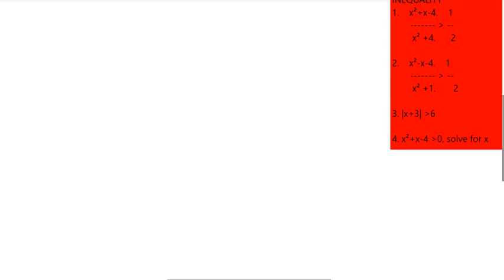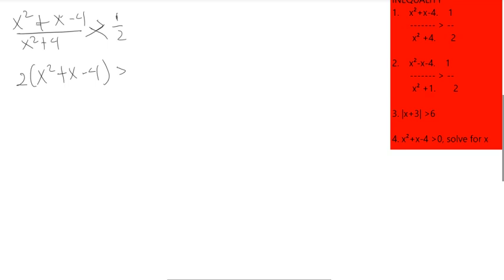Okay, so for question 1 now, we have x squared plus x minus 4 over x squared plus 4 is greater than 1 over 2. What you can do here is, if you can factorize the bottom and the top and then cancel out, it will make your work easier. But here you cannot factorize, so let's just cross multiply. So we'll be having 2 into the bracket of x squared plus x minus 4 is greater than x squared plus 4, right? So here we have 2x squared plus x minus 4 is greater than x squared plus 4.